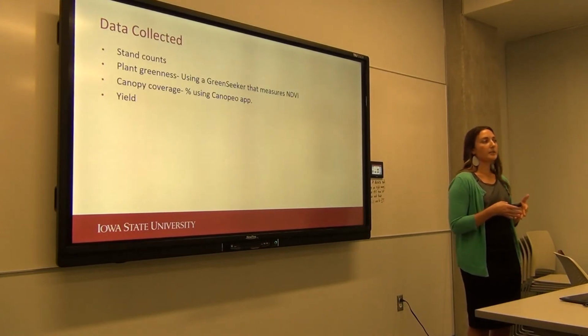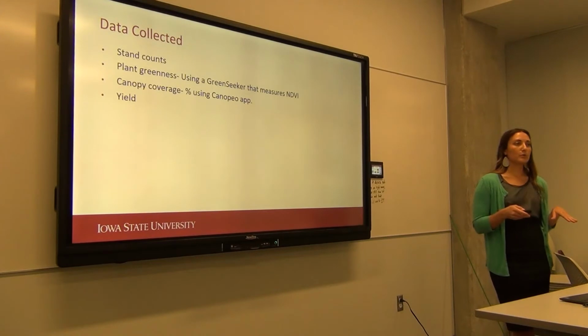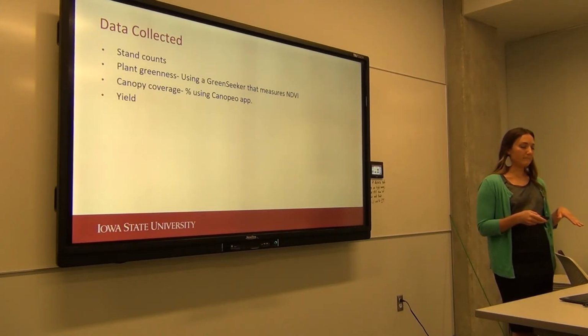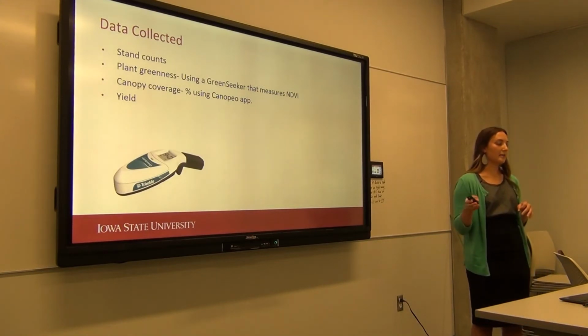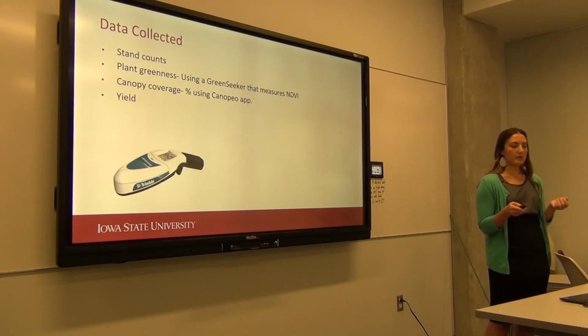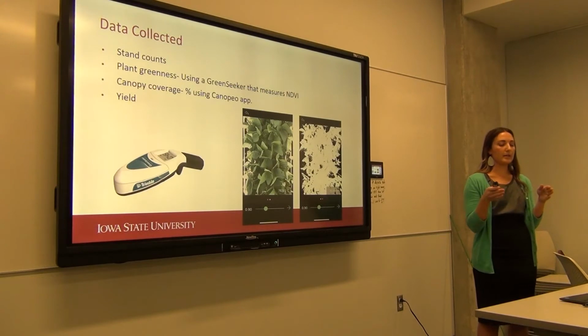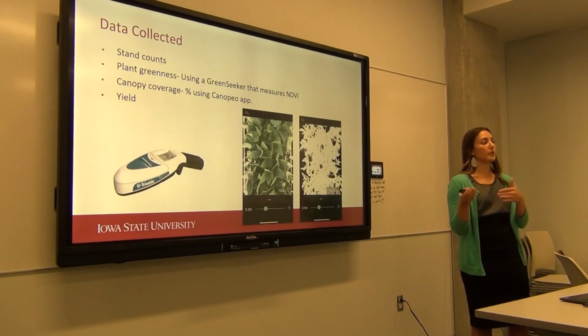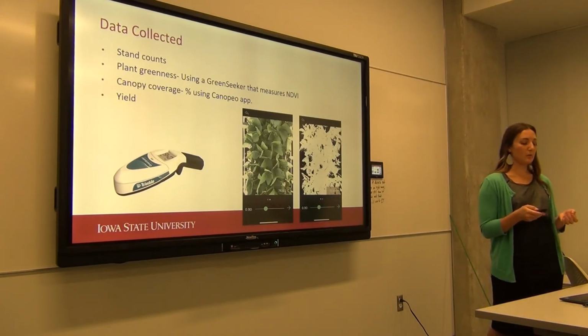The data that we collected each year were the same for all experiments in all locations. We collected stand counts multiple times throughout the growing season. We collected plant greenness using a GreenSeeker that measures NDVI, and this was an average of the entire row. And we also collected canopy coverage data using the Canopeo app. This is an application that you download on your phone, and then you can take a picture of a certain area of a row, and it will convert it to a percent canopy coverage. And lastly, we harvested the 2 middle rows for our yield data.